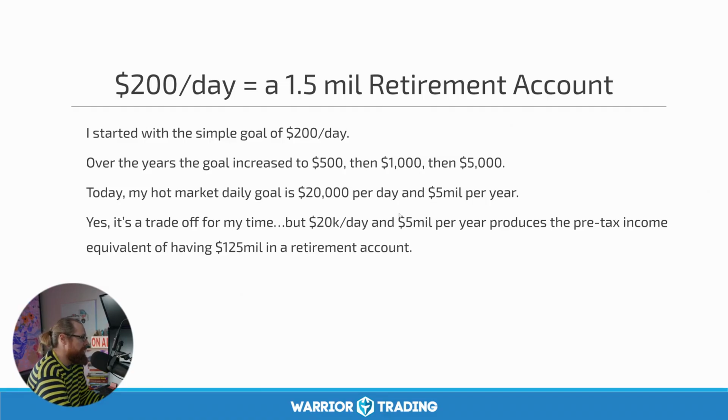But the fact is $20,000 a day, $5 million a year, that would be like having $125 million in a retirement account to pull $5 million a year off of it. So that $20,000 a day is incredible. And I have to show up for a few hours a day to trade, and I've got to go to bed a little earlier, it's a juggling act. It's a job, but I enjoy it. I really enjoy it. And I love the extra time that I spend teaching you guys.